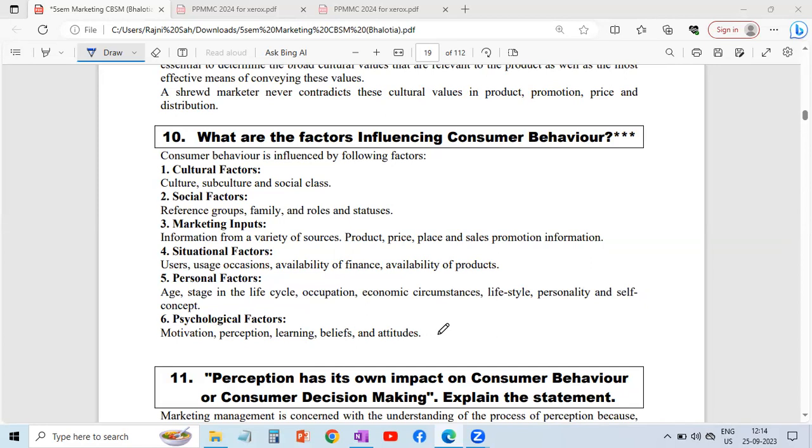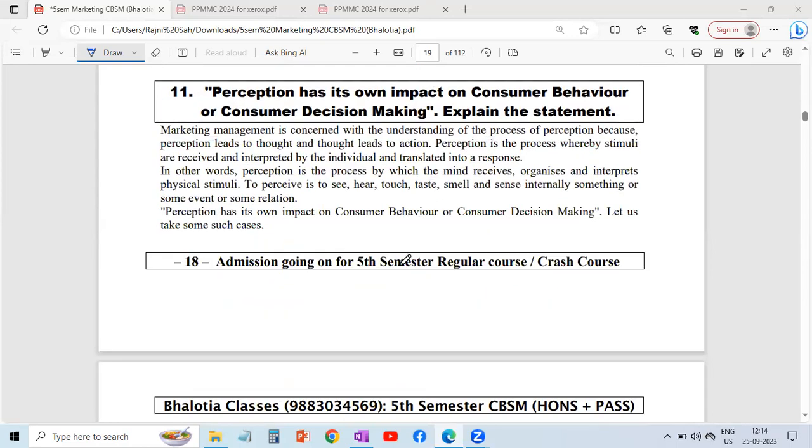Then your occupation, economic circumstances, your lifestyle, your personality, all these will matter. And to what is it related? Personal factors. Then come psychological factors. When you're highly motivated to buy something, your perception of buying something, your learning, your beliefs, your attitudes, all these will equally matter for consumer behavior. I'm giving you 10 minutes, students, till point number 10. If you have any doubt, you can ask me.